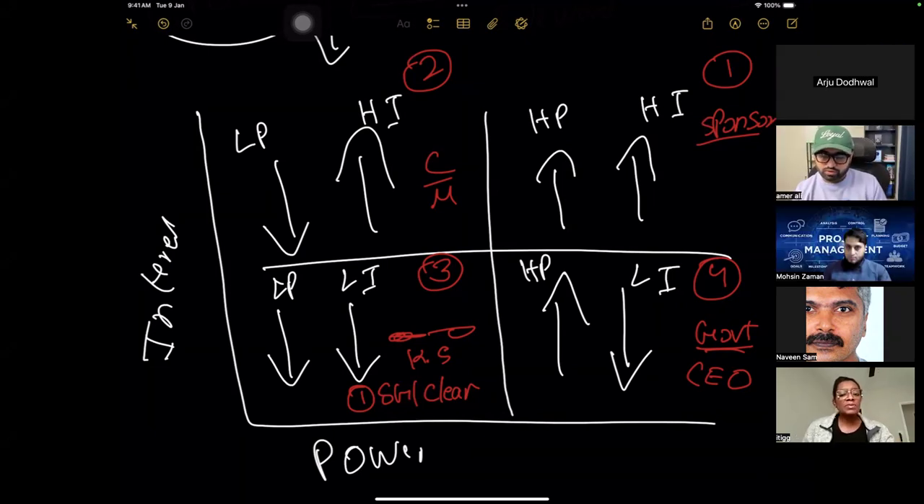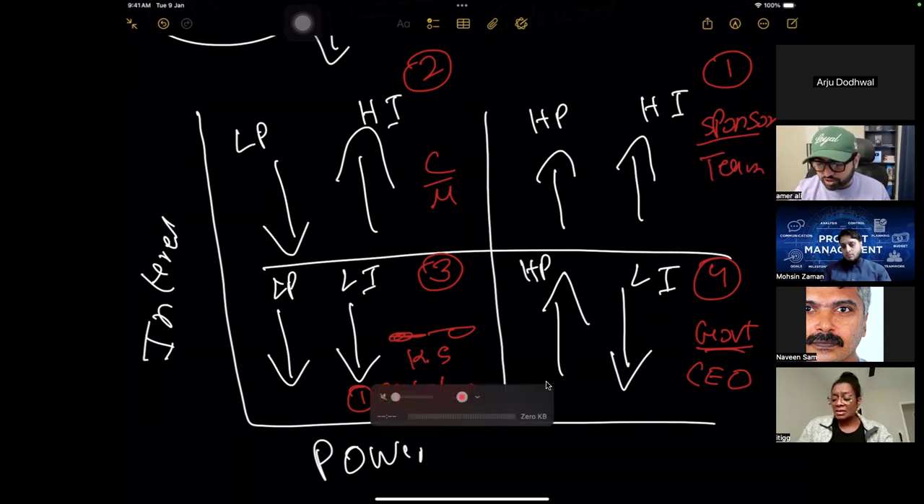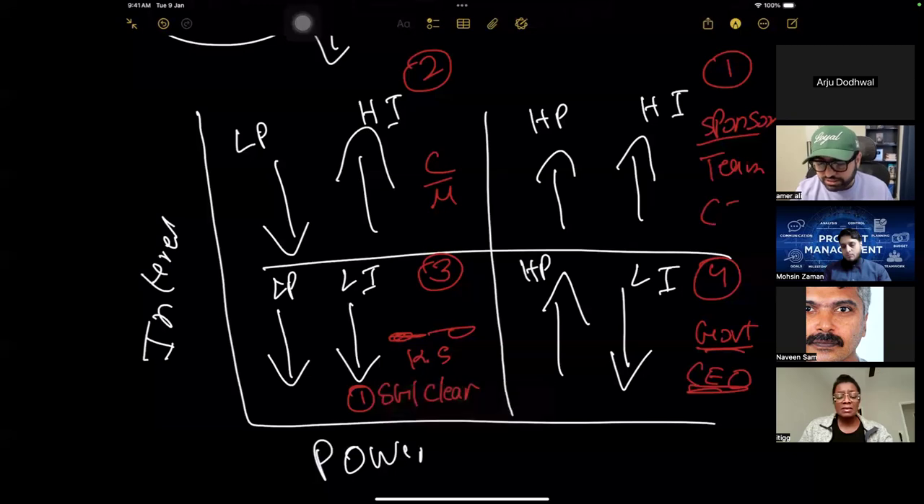The block number one, the high power, high interest, that's like the sponsor team. Would the CEO be interested in that? Depending on the project. You see, that's why I put CEO here. He can be here. It all depends how much bottom line your project can impact. Okay. And the low power, high interest, is that your customers, you said?